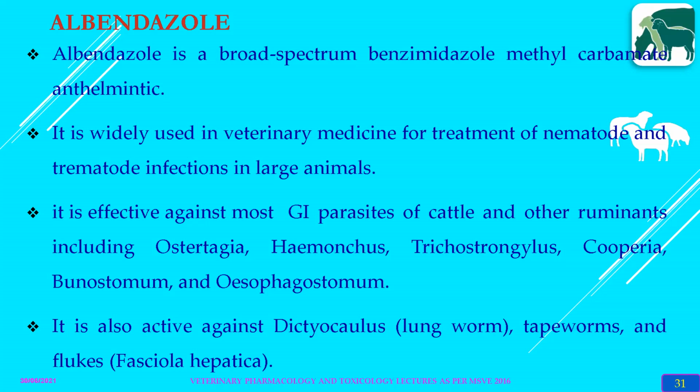And it's also active against Dictyocaulus. This type of worms are called lungworms. They are embedded in the lungs of the cattle, and they require the concentration of the drug to come in the lungs. The drug is also effective against tapeworms and flukes, especially flukes. Hundreds of varieties are there. That's why Fasciola hepatica, which causes severe liver damage.